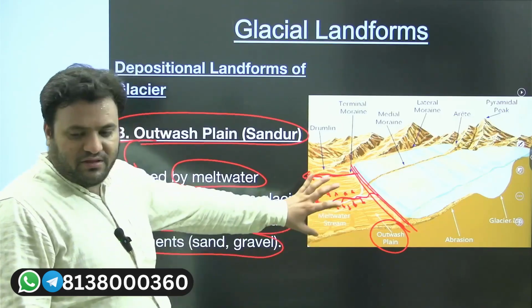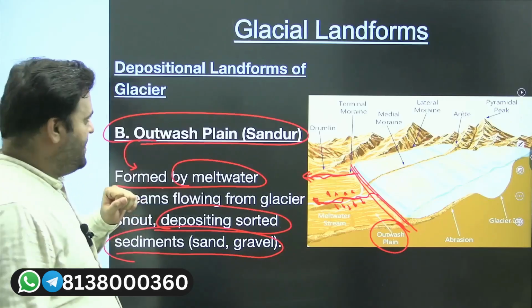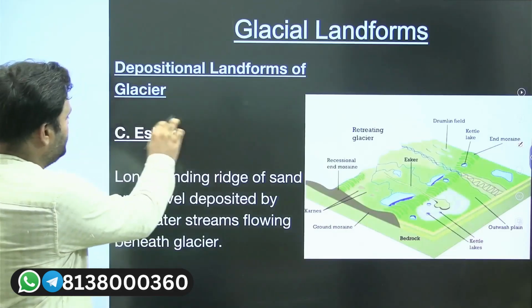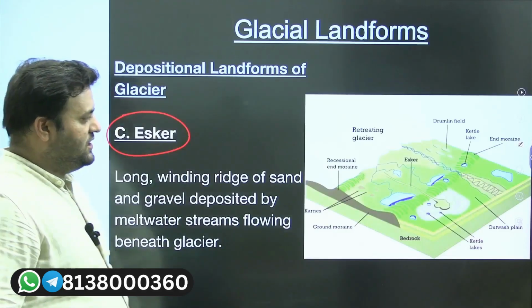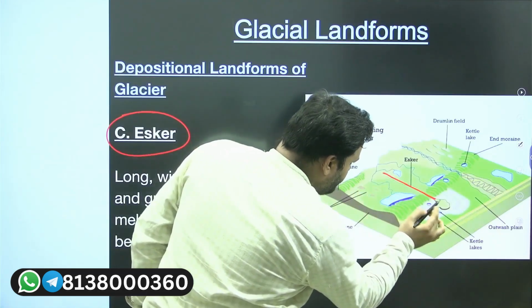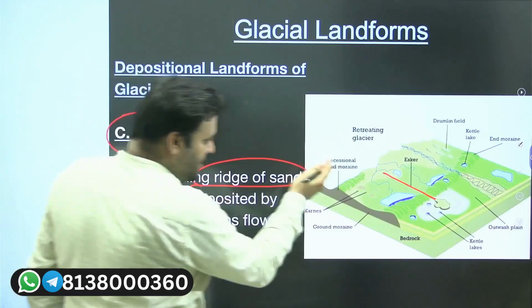Okay, so when we have this kind of aspects, those are being called as what? Outwash plains, depositional glacier feature. Then we have eskers. We have what? Eskers. So eskers are the long ridges of sand. They are the depositional one.